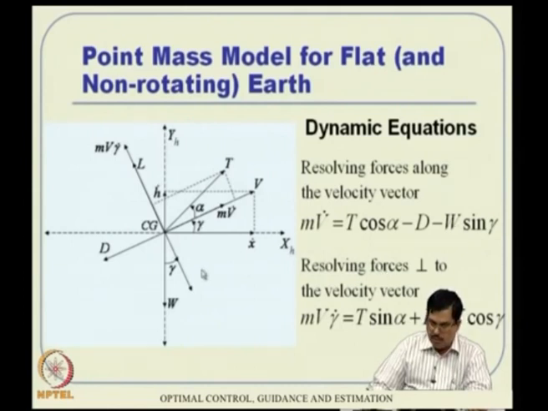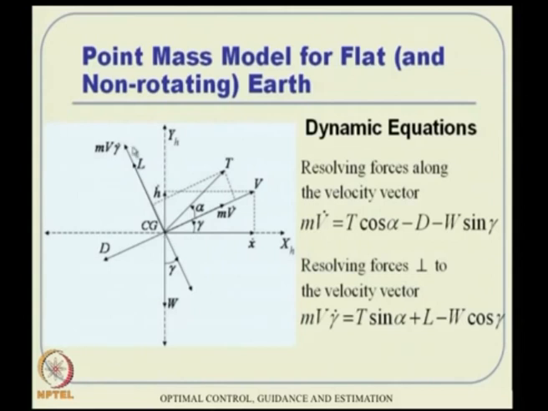And similarly, once you resolve this along the direction perpendicular to the velocity vector, you see that there is a thrust component again, that is T sin alpha this time, plus the lift component, minus W cos gamma. This component is also there. That is all equal to the net resulting force acting in that direction. Remember, that is like centrifugal force and things like that. You can assume that way. This particular thing is nothing but m V gamma dot actually. Remember this is actually a force quantity. V times gamma dot is an acceleration quantity, and m V gamma dot is a force quantity, like a centripetal force sort of thing.